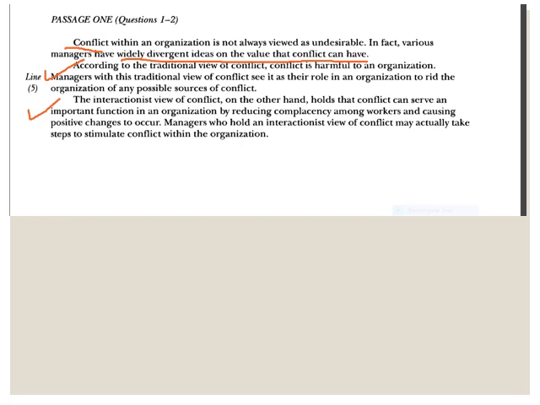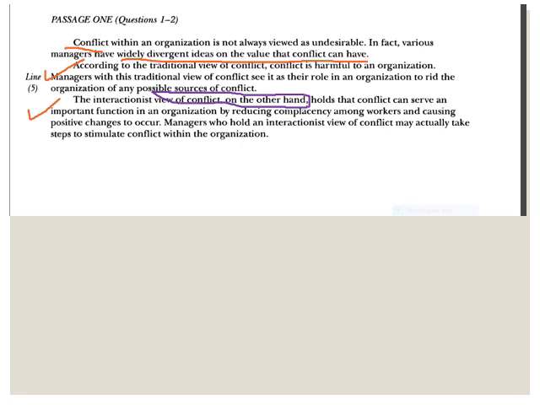Now, the third paragraph and the last paragraph: the interactionist view of conflict, on the other hand, holds that conflict can serve an important function. So here we have another view which is called the interactionist view. And as you can see, the interactionist view is the opposite of the traditional view. How do we know that it is the opposite? Because here we have "on the other hand." So this second view is different from the first one. So here we have two different points of view related to conflict.